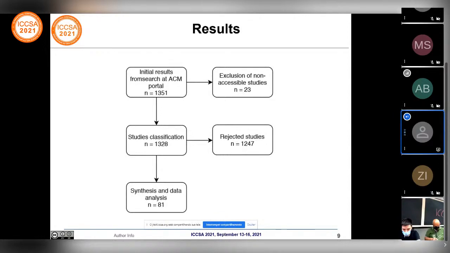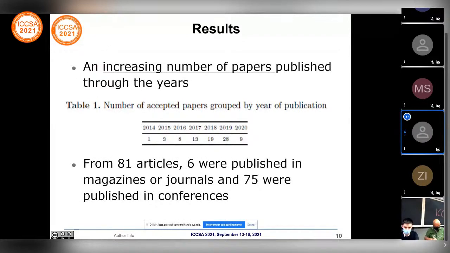1,351 papers were retrieved from our search string, in which 23 were eliminated due to the lack of access. 1,247 papers were rejected, and only 81 were accepted according to our selection criteria. We note that the number of papers published increased through the years. From 81 papers selected, 6 were published in magazines or journals, and 75 were published in conferences.